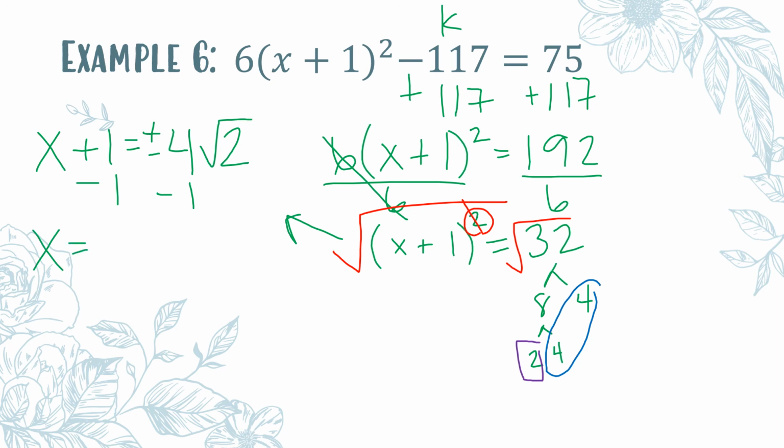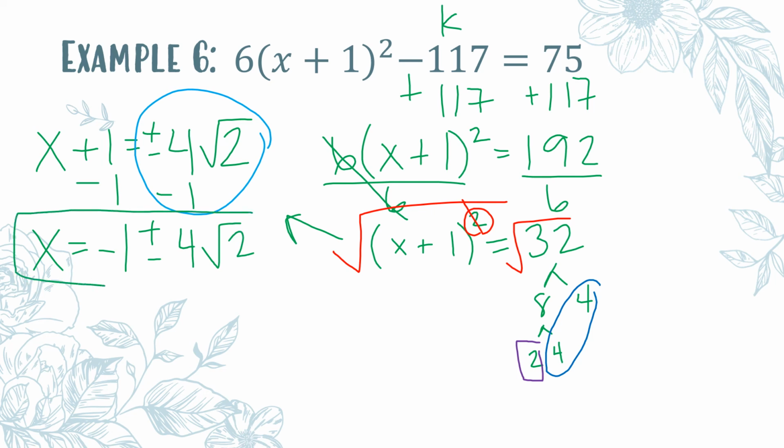So remember, these are not like terms here. I cannot combine a whole number with a radical. Okay, the number underneath the radical would have to be the same. So in the event that this happens, we're going to put our constant first, so negative 1 plus or minus 4 root 2. And this is my final answer.